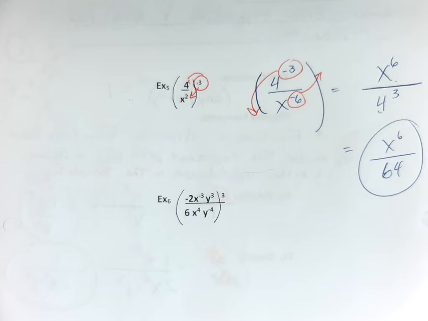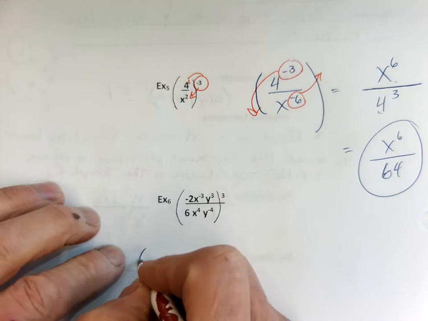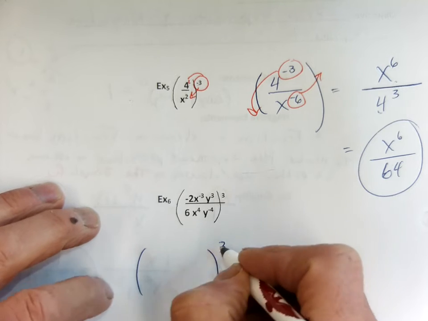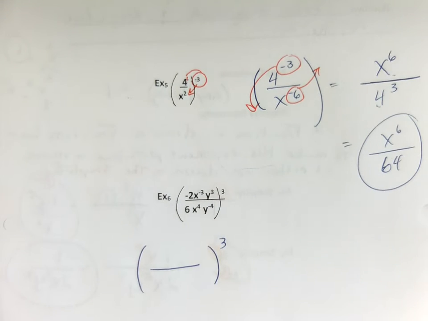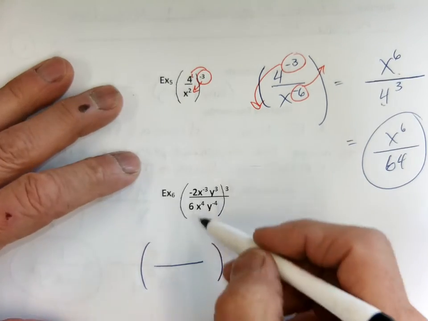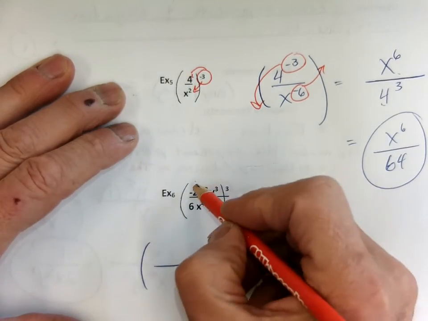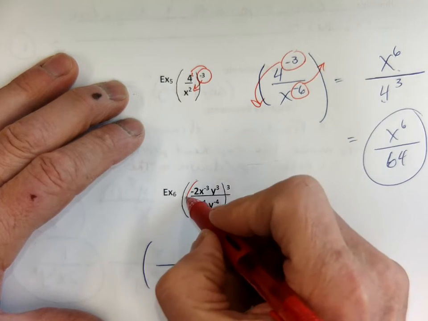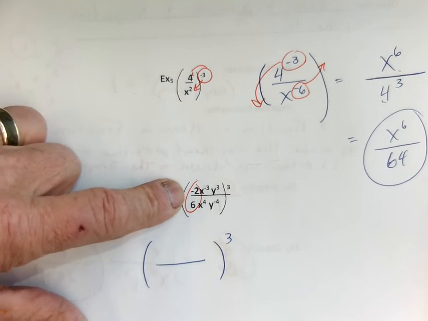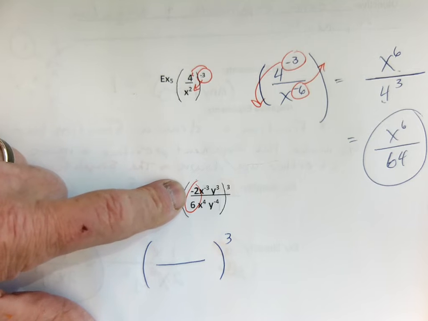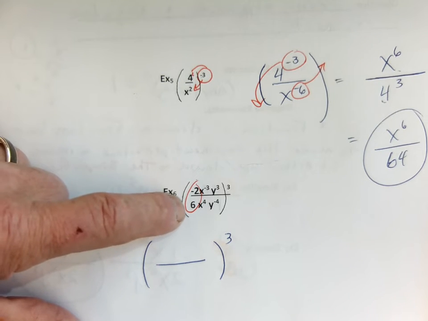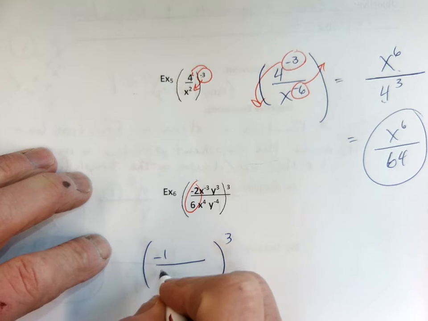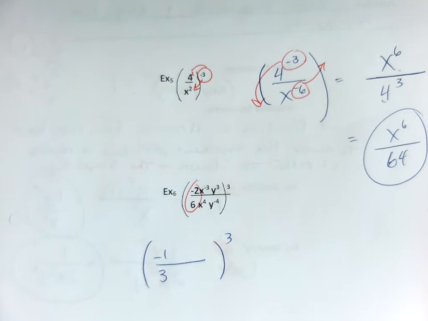So my cubed is still there, but I'm going to simplify what's inside first. Negative 2 over negative 6 is negative 1/3. It's just regular integers, negative 2 divided by negative 6. I'm going to reduce that to a negative 1/3. Now that is not a negative exponent. That's a negative number. This negative 2 is just a negative 2. Its exponent is 1.